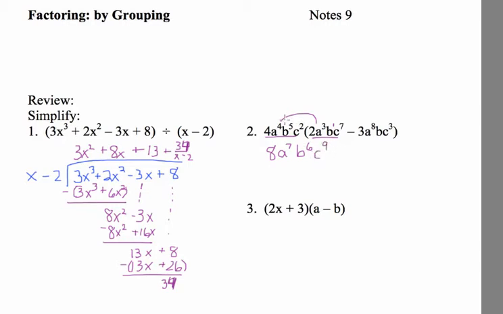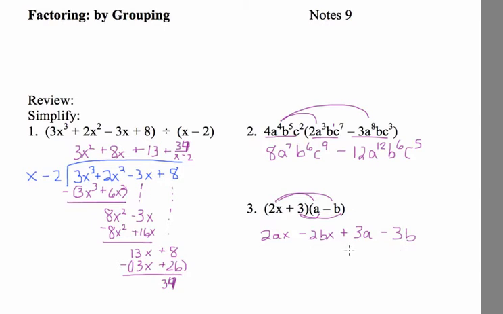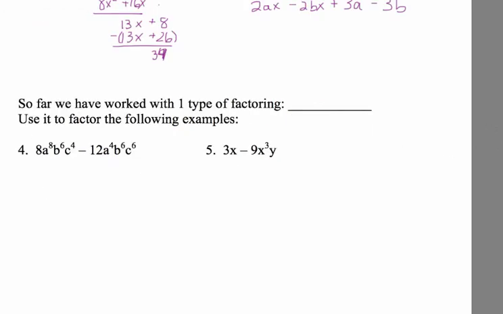C to the 9th. Then I'll distribute to this term. So that will be minus 12, a to the 12th, b to the 6th, c to the 5th. Okay, down here I need to distribute, so I'm going to distribute everything in this parenthesis by everything in this parenthesis. I check for like terms, but there are none.